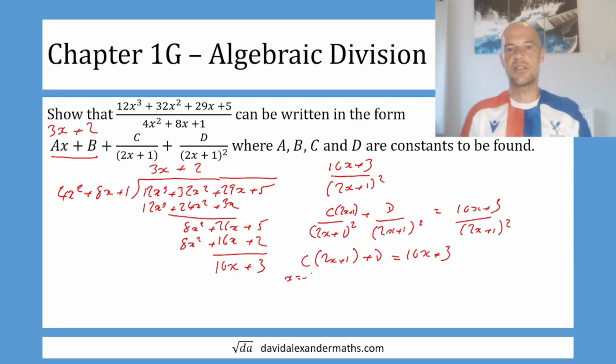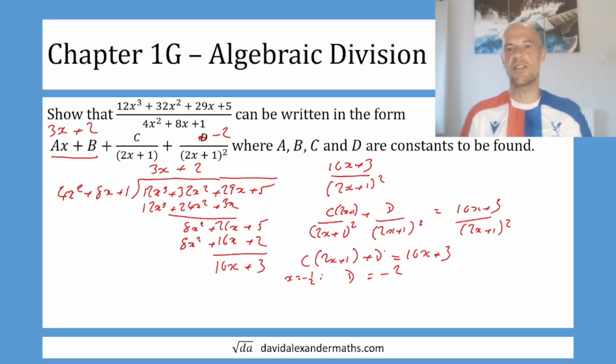So let's set x to negative 1/2. That will knock out the c's. So we've got d is minus 1/2 of 10, which is negative 5, plus 3, negative 2. So d is minus 2. And this is the part that people always struggle with because you're used to substituting a different value for x. And we are doing that.